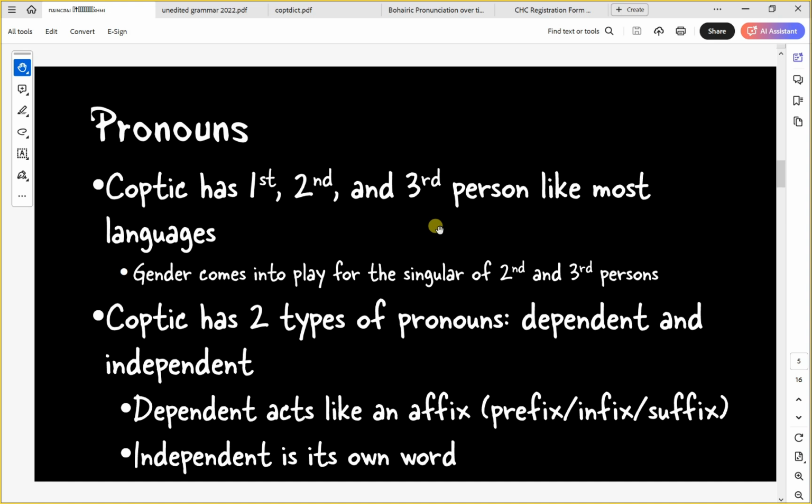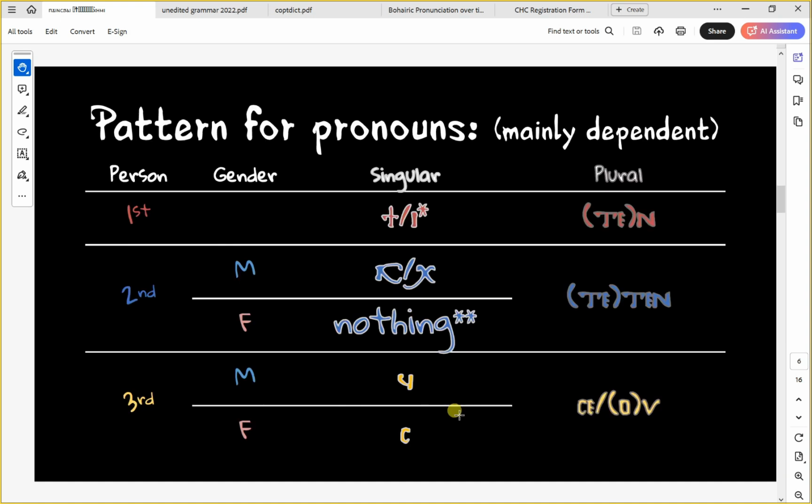There's two types of pronouns, dependent and independent. Dependent acts like an affix, meaning a prefix, infix, or suffix. So prefix is something put at the beginning of a word. Infix is something put in the middle of the word. Suffix is something put at the end of the word. Independent is its own word, and these are some key letters. It's imperfect, if that makes sense. These stars, I'm pretty sure, led to a speaker note, but the PowerPoint for this messed up, which is why I'm doing it on PDF.